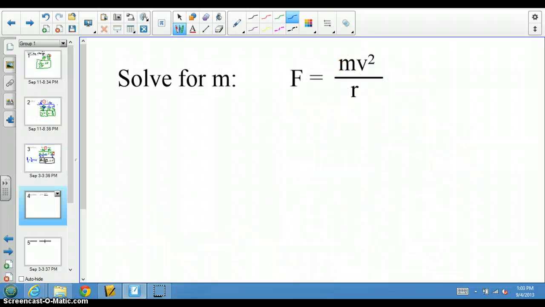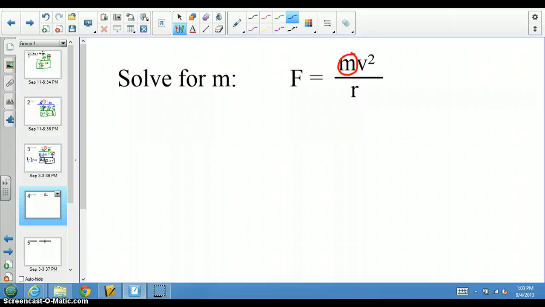Remember, you can pause or stop this video at any time. So solve for m. So I'm going to circle m. That's what I want to get all by itself. Remember, if you want, take these one step at a time. We want to get that circle, that m, all by itself. So I need to get rid of the r and the v squared.